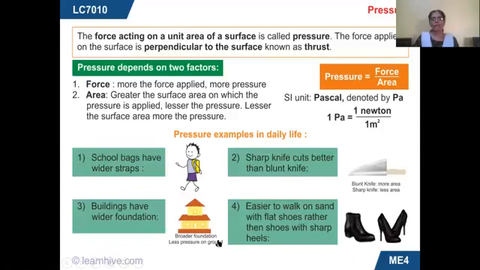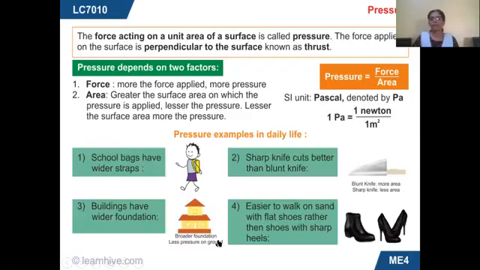The force acting on a unit area of a surface is called pressure. This force applied on the surface is perpendicular to the surface. When the force acts perpendicular to the surface, it is also known as thrust. So at present, you learn only the definition of pressure, that is, the force acting on a surface area is called pressure. That is, pressure is equal to force upon area.